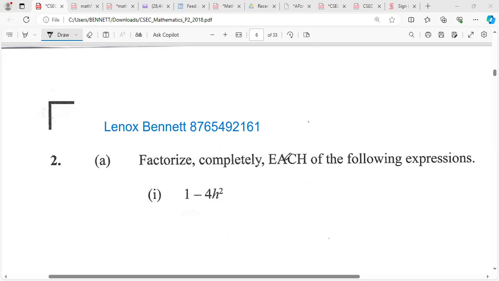Alright, this one says factorize completely the following expressions. So this is the first one, and it says 1 minus 4h squared. If you look closely, you can see that this is a difference of 2 squares. So all we have to do is find the square root. What's the square root of 1? What number multiplied by itself gives us 1, right? And of course, in this case, it would be 2h, because 2h times 2h gives us the 4h squared.